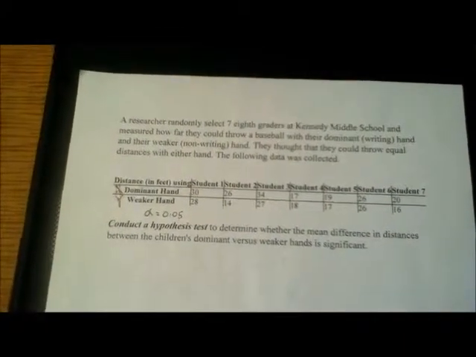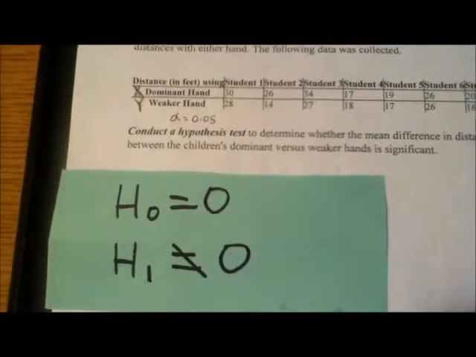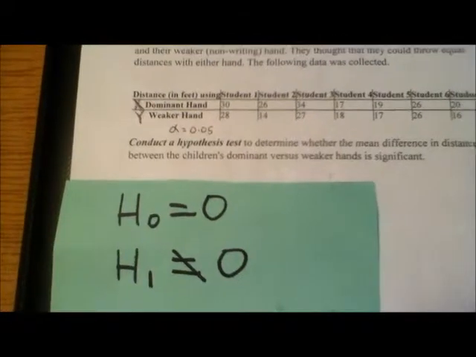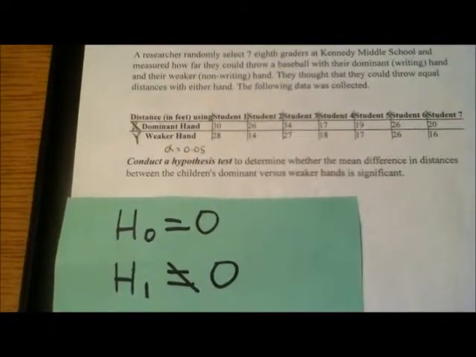We can say that the dominant hand will represent X, and the weaker hand will represent Y, in which case we find that the null hypothesis is that the difference equals 0, and the alternate hypothesis is not equal to 0, due to the fact that Y can have an outcome that is greater than, equal to, or less than the outcome for X.